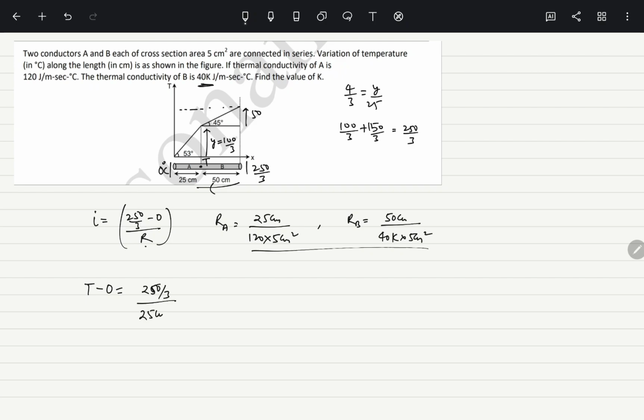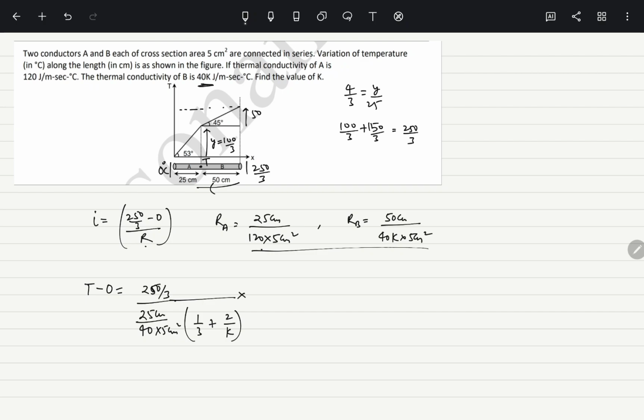So we can do one thing. We can take something common. Okay, so 25 centimeter by 40 into 5 centimeter square. So I'm taking something common, right? So 25 centimeter by 40 into 5 centimeter is common. So on the left hand side we'll have 1 by 3 plus, on the right hand side we'll have 2 by K. Okay, so I took common and into R.